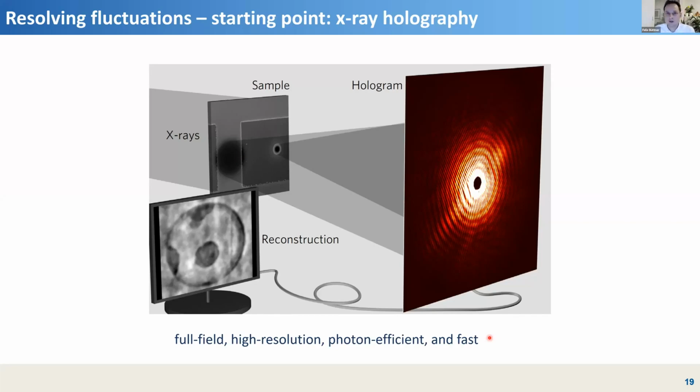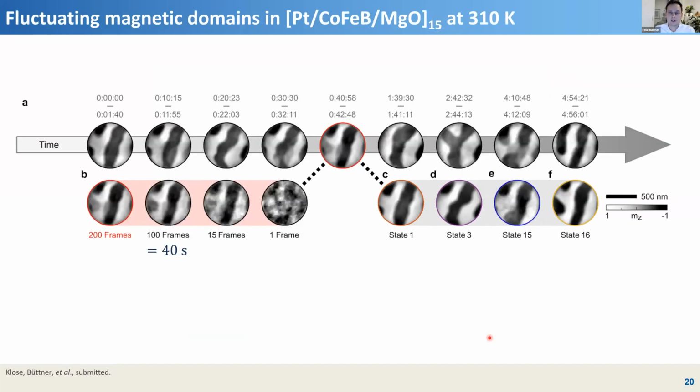Okay, so now what kind of system do we actually investigate? Our system of fluctuating order is a structural state in a material: platinum, cobalt-iron-boron, MgO, 15 repeats of that, at a temperature of 310 Kelvin, so just 10 degrees above room temperature. This material system has been optimized in the group of Jeff Beach for many years to really study skyrmion dynamics. So it has been optimized for low pinning.